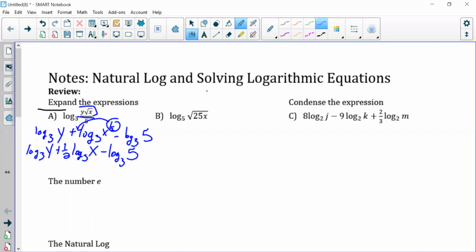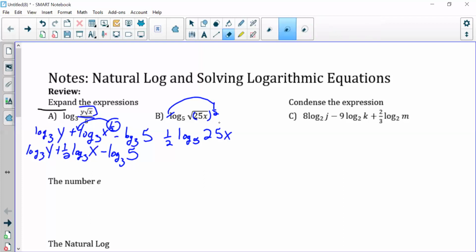All right, next. Once again, we'll rewrite this as an exponent. And in this case, because the 1/2 is of the entire thing, we're going to bring this out first, and then we're going to split it apart. So 1/2 times the log base 5 of 25x. Did anyone see the mistake that I made? Yeah. What's the square root of 25? Exactly. So let's go back and let's do that first.